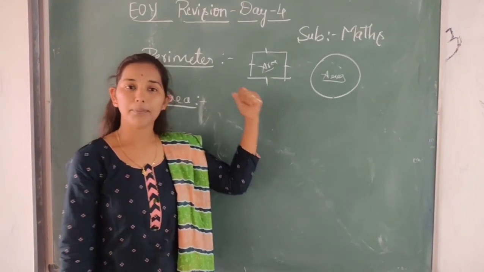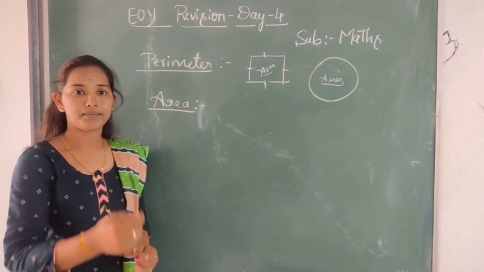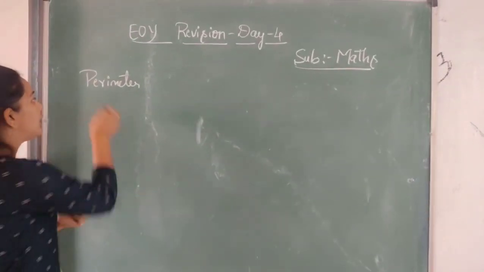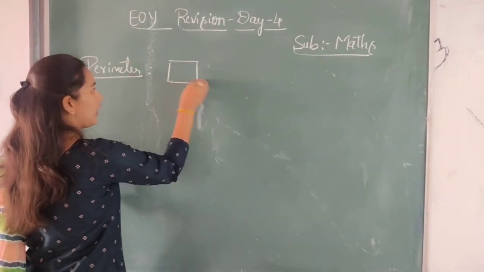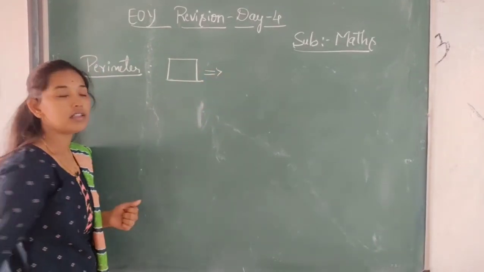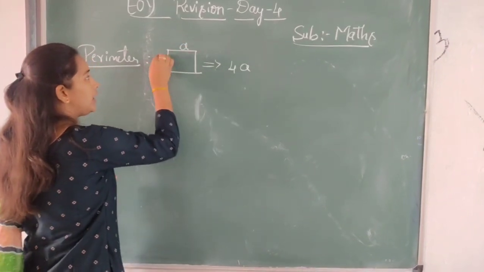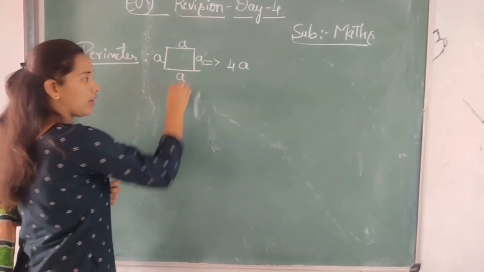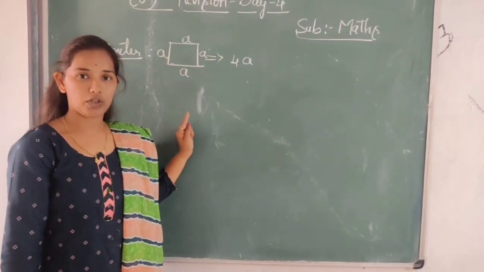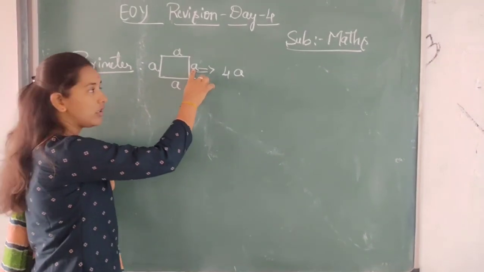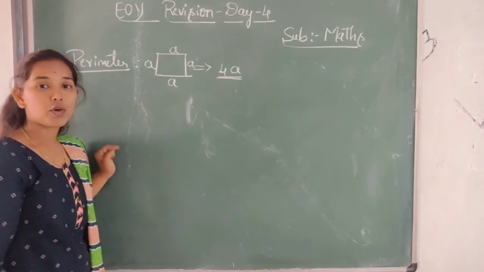Now we will see the perimeter and area of some different kinds of polygons. First, the perimeter of a square. What is the perimeter of a square? 4a. Why 4a? If we take each side as a, the perimeter is the sum of all the sides: a plus a is 2a, 2a plus a is 3a, 3a plus a is 4a. So the perimeter of a square is 4a.